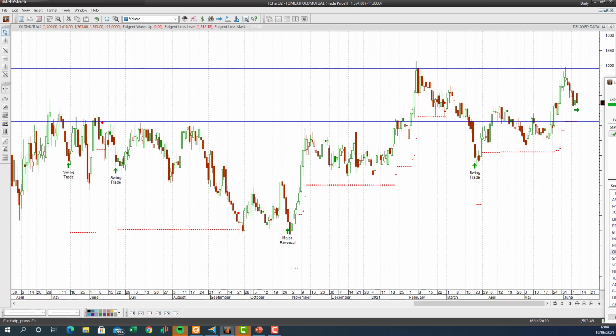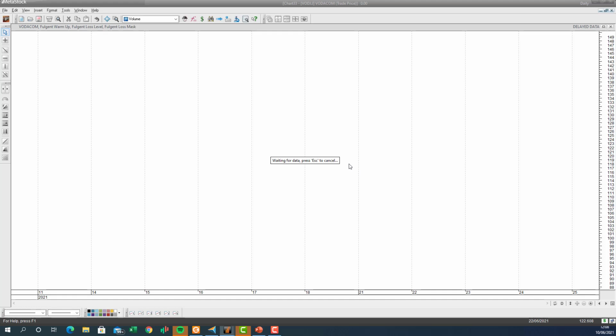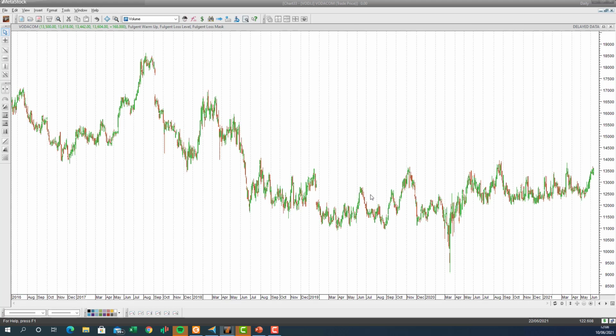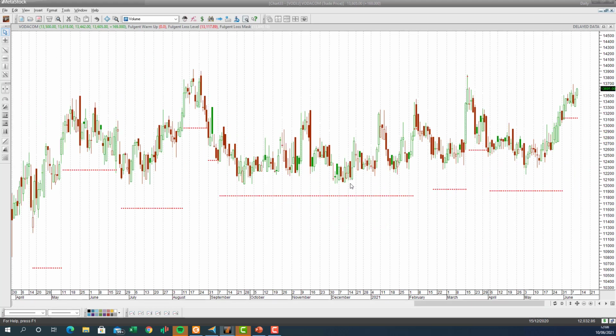Let's go and look at another one that's been in a trade for a while. Vodacom, 54 bars into a trade. When I say 54 days, they are trading days, basically. It's not weekends. Quite sideways moving, choppy, very choppy.